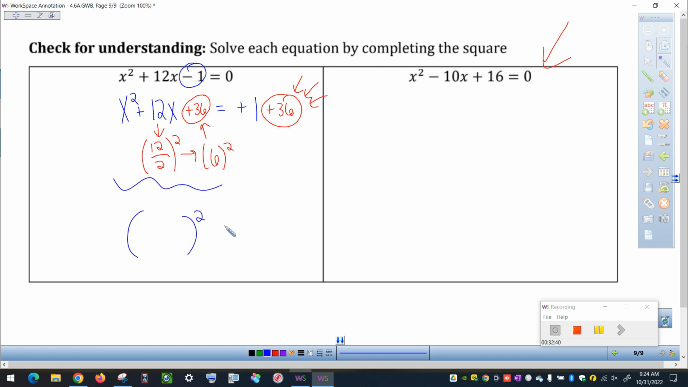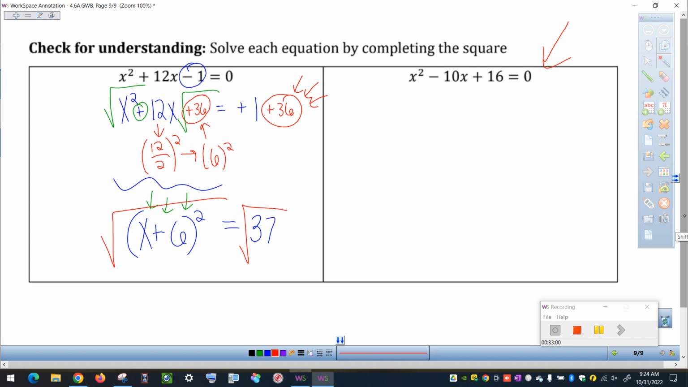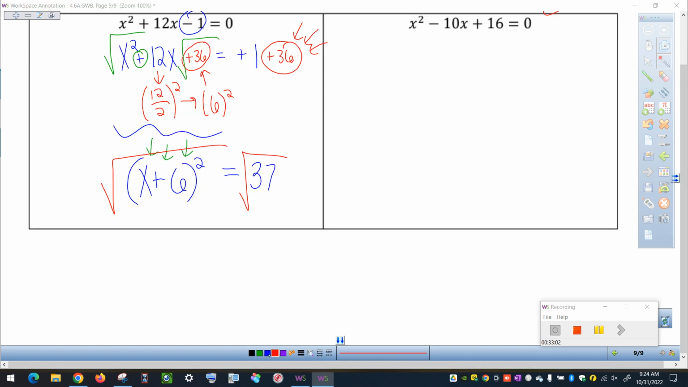All right, so now we're going to go ahead and factor this. It's going to factor into the quantity x plus 6 squared. So the square root of x squared is x. Square root of 36 is 6. It's being added. Now on the other side, 1 plus 36 is 37. Okay, so now we're ready to do the square root method. When we square root both sides, we get x plus 6 equals plus or minus square root of 37.